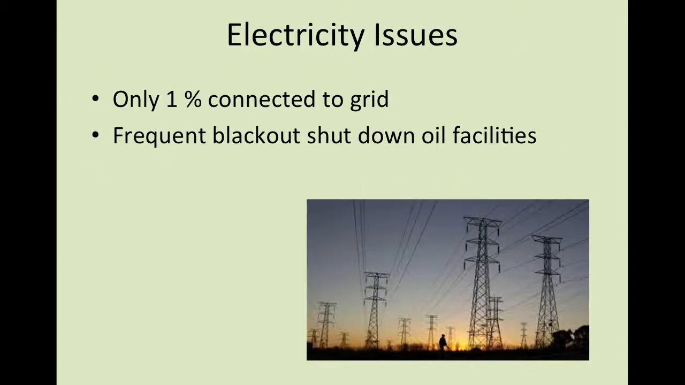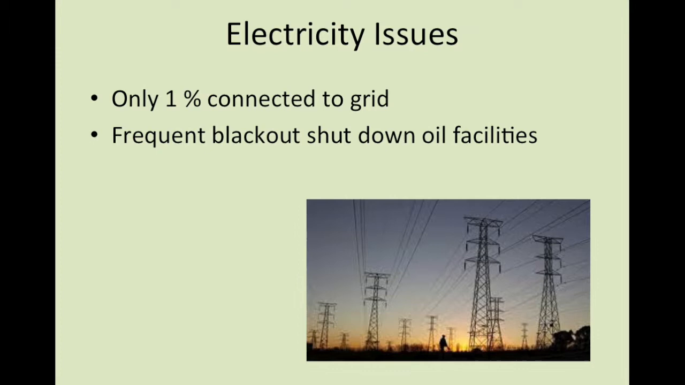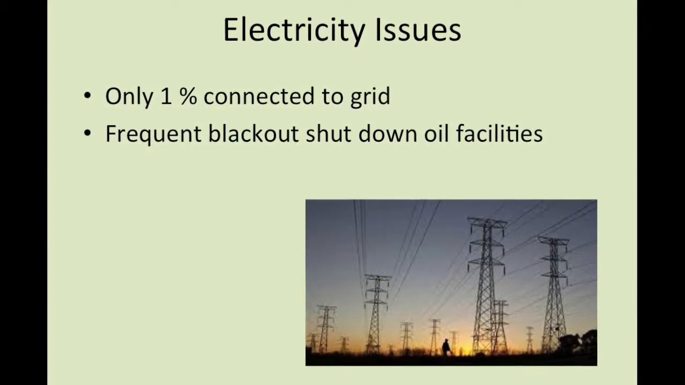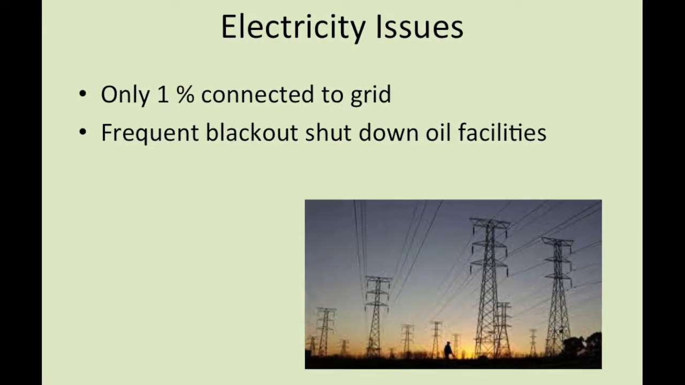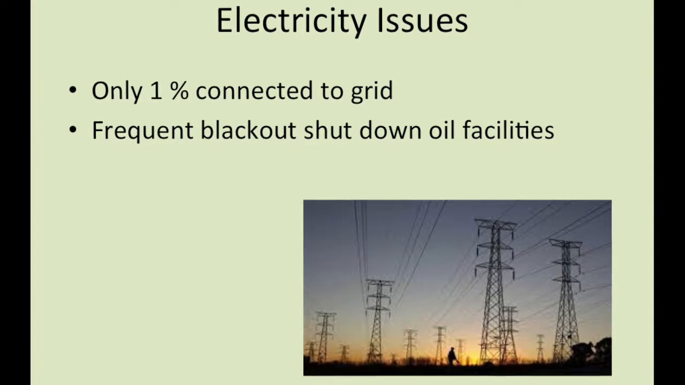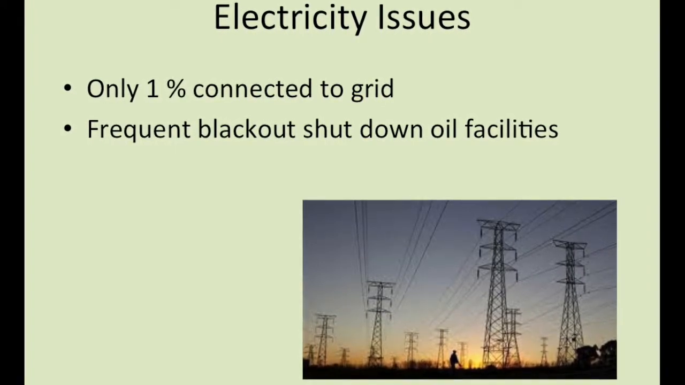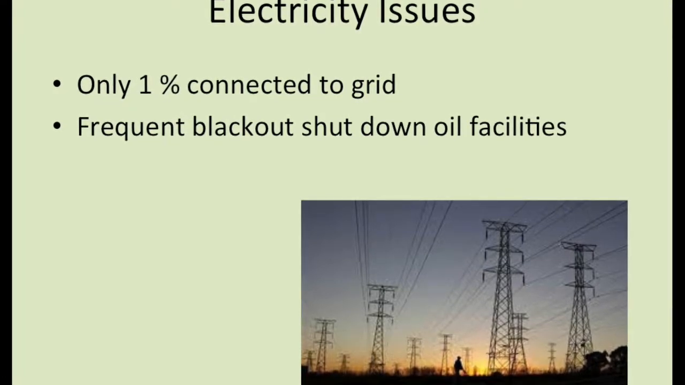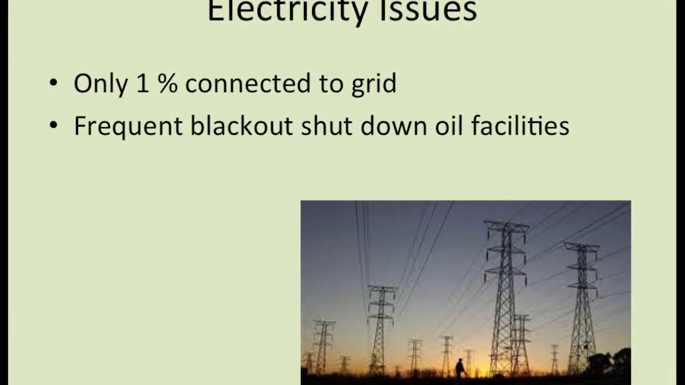Another problem South Sudan faces is the electricity problem. Only 1% of the population is connected to the power grid, and electricity is very poor. They're actually the second lowest consumer of electricity in Africa, which is a pretty staggering statistic. The problem with electricity is it causes frequent blackouts that can last from days to weeks, causing the oil production facilities to shut down and be inoperable.